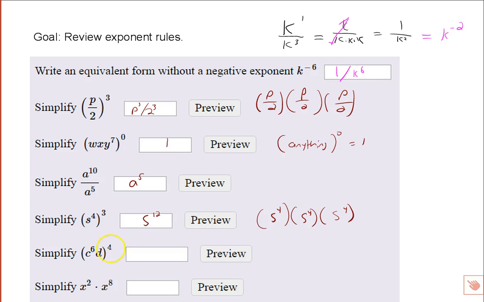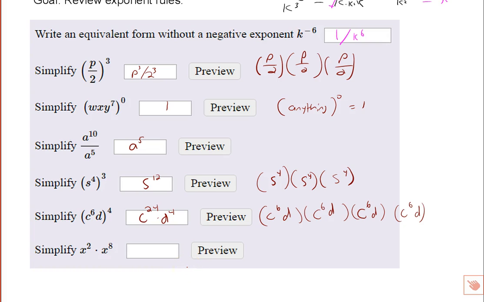Okay, I have something raised to the 4th power this time, so I'm going to write it 4 times. So I have c to the 6th d inside each parentheses, c to the 6th d. Because it's raised to the 4th power, I have 4 of them. So now if I look at how many c's I have: 6, 12, 18, 24 c's overall. So c to the 24th power. And I have 1, 2, 3, 4 d's. So d to the 4th power. And there's an implied times in between there.